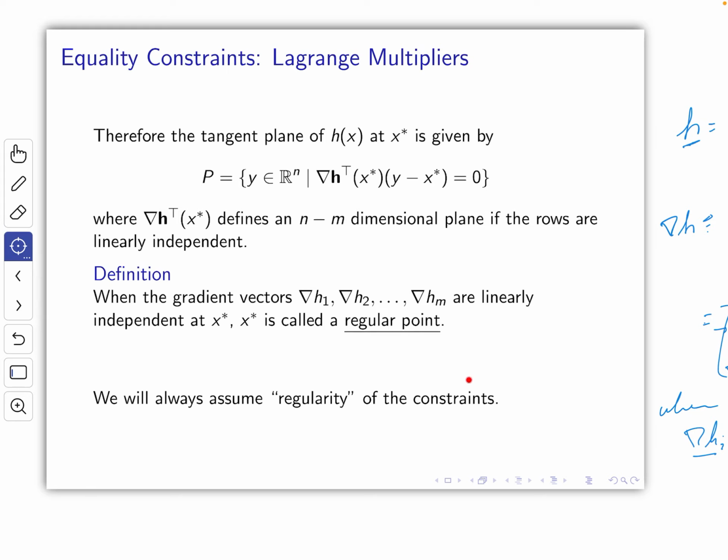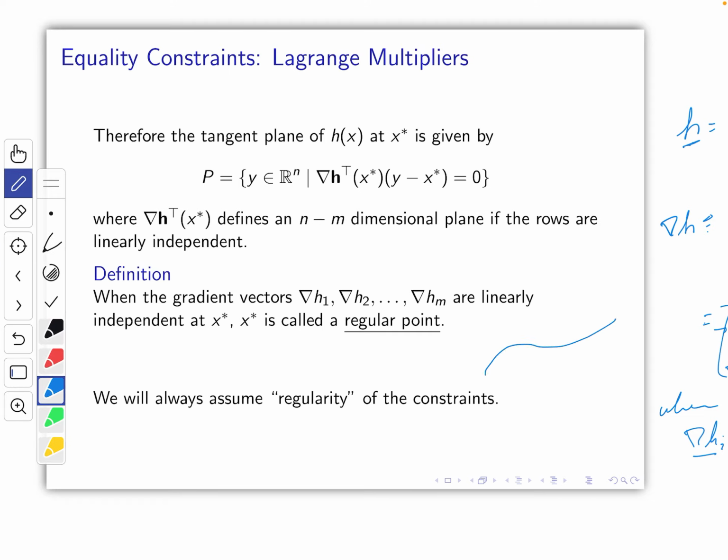Okay, and we always assume that our constraints are regular, meaning that if we have one curve that looks like that and another curve like that, these gradient vectors are going to be linearly independent. Constraints that would not be regular would be if I had a constraint that looked like this and another constraint that looked like that. At this point, their gradients kind of align. They're not linearly independent.